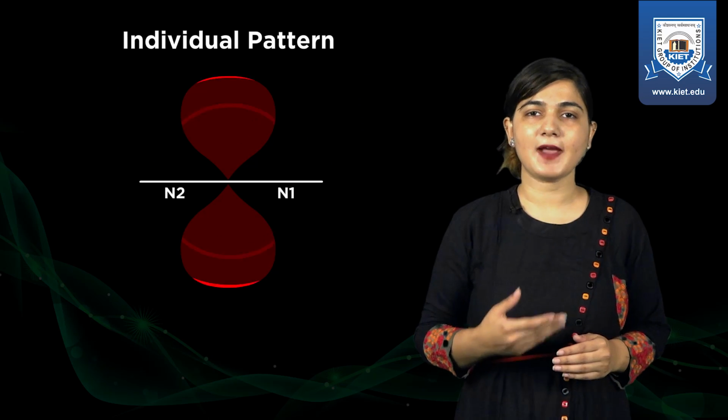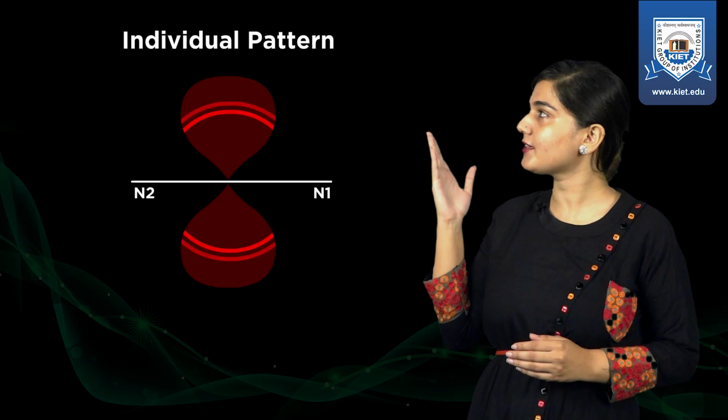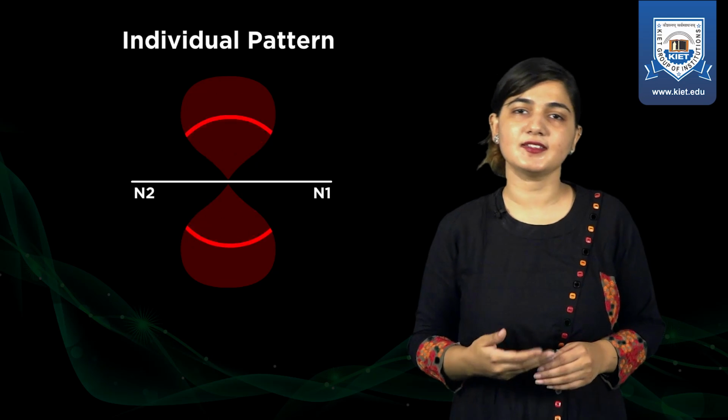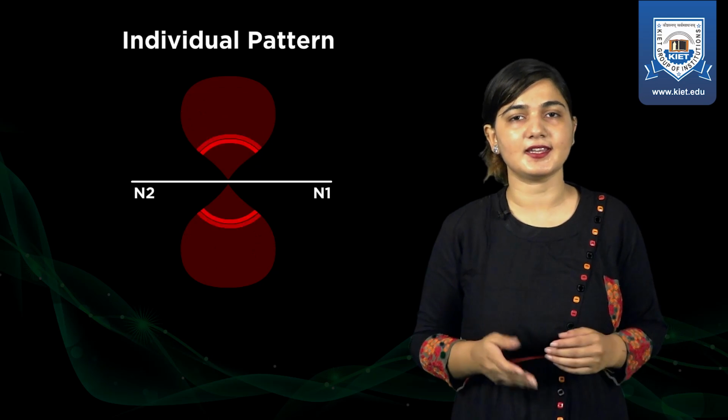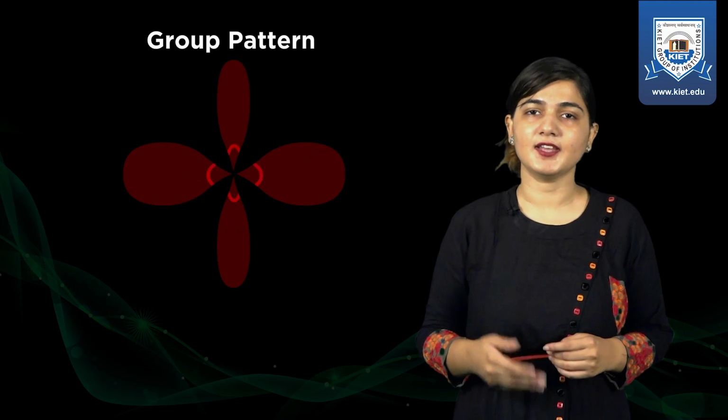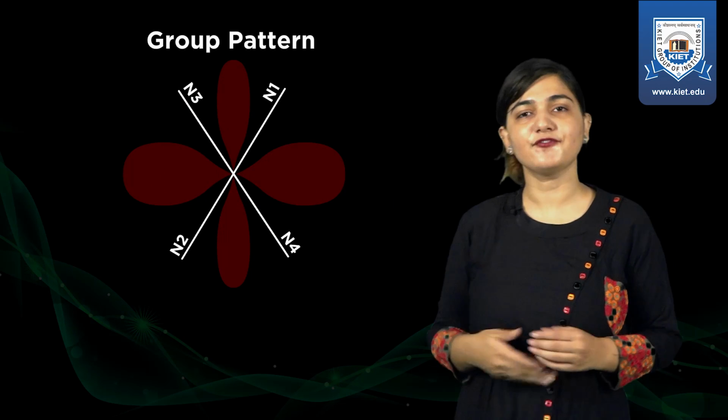So the individual pattern is having two nulls. As you can see from here, the nulls is in plus x and minus x direction, and similarly the group pattern is having 4 nulls.